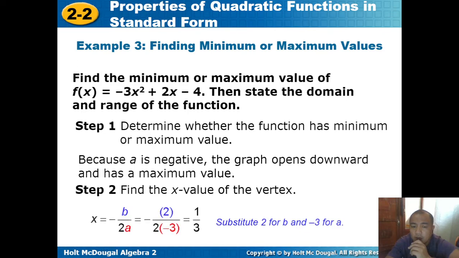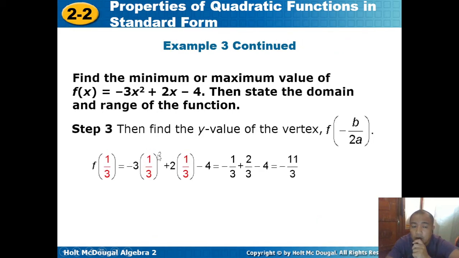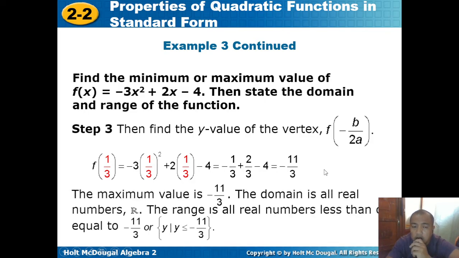Find the x value of the vertex, which is 1/3. Negative b over 2a, same formula as in the axis of symmetry. x equals 1/3 is the x-coordinate of the vertex. Now substitute 1/3 into the original equation to solve for the y value of the vertex, and that will be the maximum value. Negative 3 times 1/3 squared plus 2 times 1/3 minus 4 is negative 11/3. So the maximum value is negative 11/3.